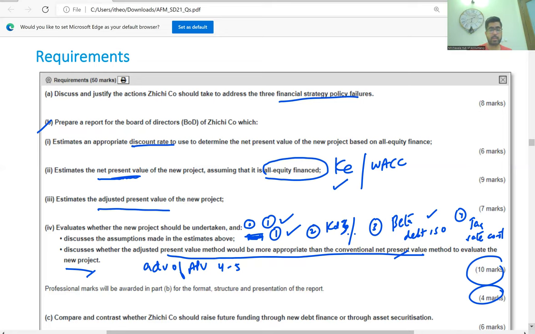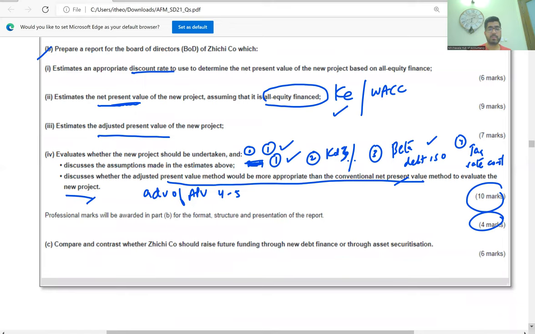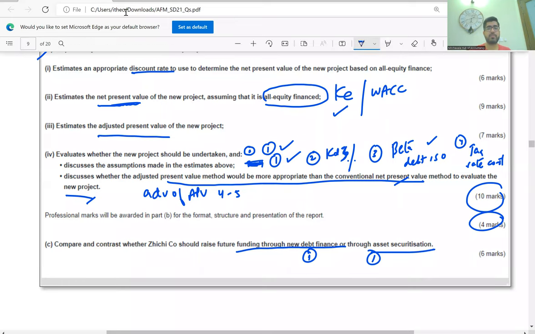And I think this 10 marks requirement was very easy, and professional marks are available as well. And finally, compare and contrast whether ZHICHI should raise future funding through debt finance or through securitization. First, you have to explain what debt finance is and what securitization is, one mark. Remember, debt finance is any finance raised by issuing loan notes, where we have to pay interest. And securitization is where you are getting income from some source, you put it as collateral, raise further finance, and split it into different tranches, tranche A, tranche B, tranche C, ranging from high risk to low risk. So first you have to describe what securitization and debt finance are.